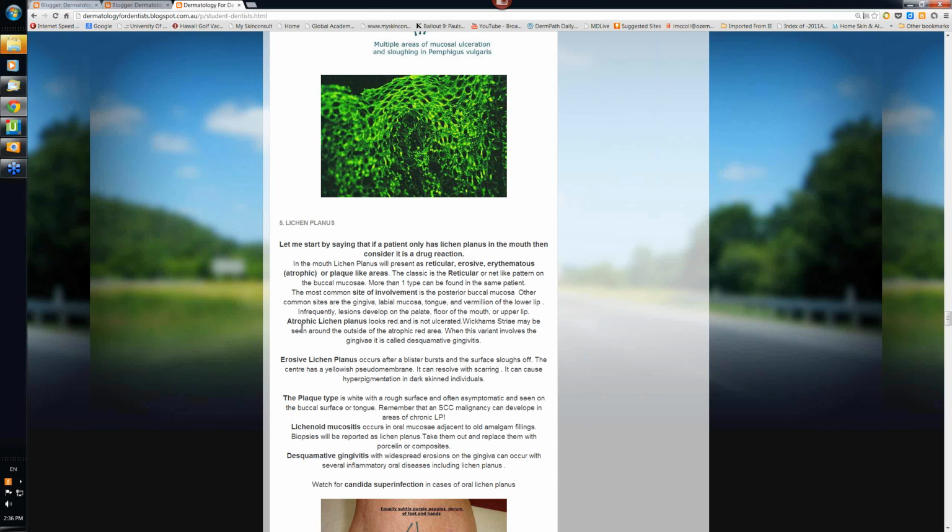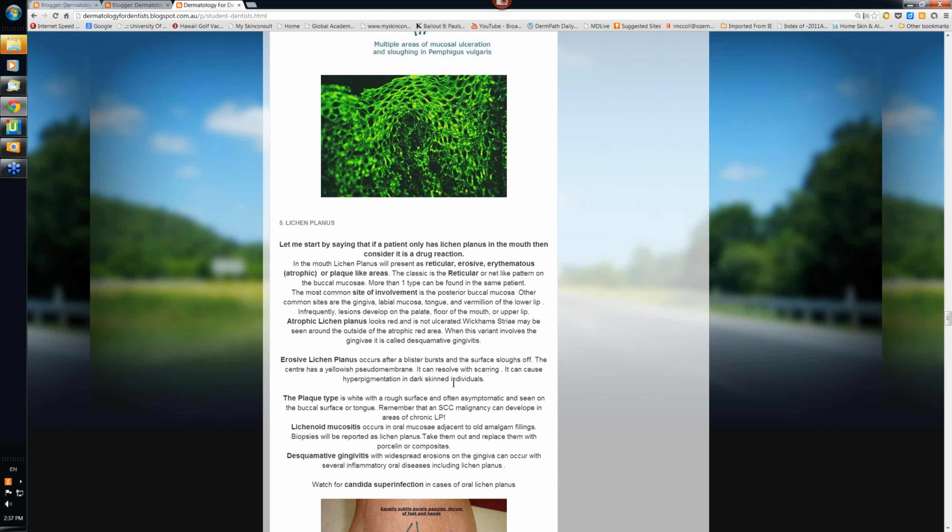So we said that erythematous or atrophic lichen planus, the one we showed there on the roof of the mouth, looks red, it's not ulcerated. And Wickham striae are these white lines that can be seen around the outside of that atrophic red area. Then erosive lichen planus, that's where you've got an erosion, loss of the mucosal surface. Now it may have started as a bulla, as a blister, that's burst and the surface sloughed off. And this can resolve with scarring.